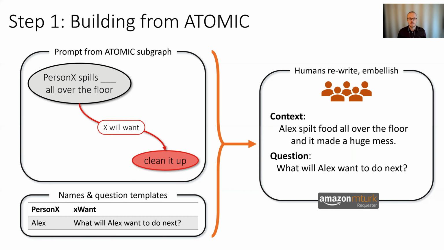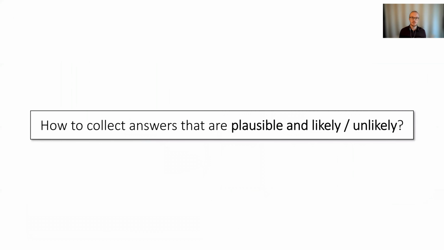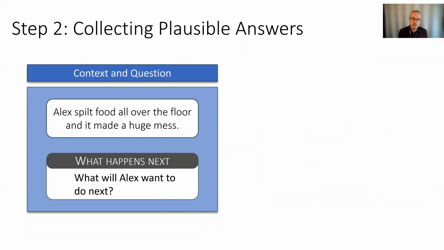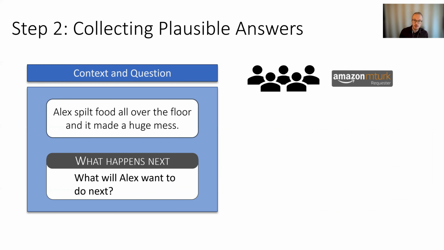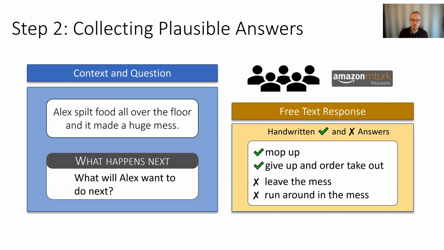So once we have our context and questions, the question now is, how do we collect answers that are plausible and likely and unlikely, or correct and incorrect? And so for this, we designed a second crowdsourcing task where the input was the context and the question, like Alex spilled food all over the floor and it made a huge mess. What will Alex want to do next? And we're going to go to MTurk and we're going to ask MTurkers to write 2 handwritten correct and 2 handwritten incorrect answers.